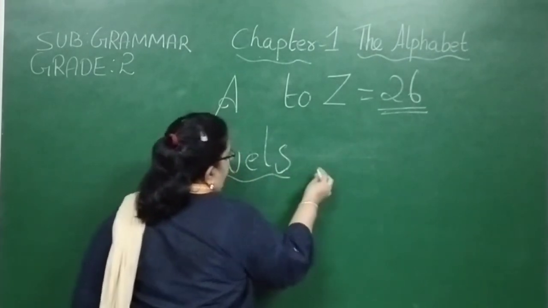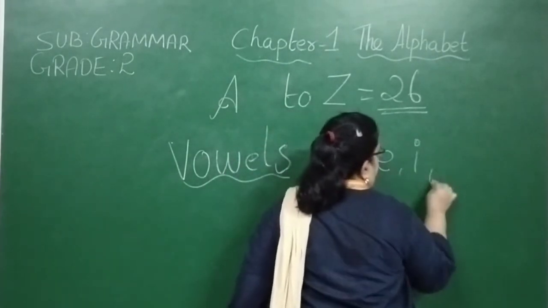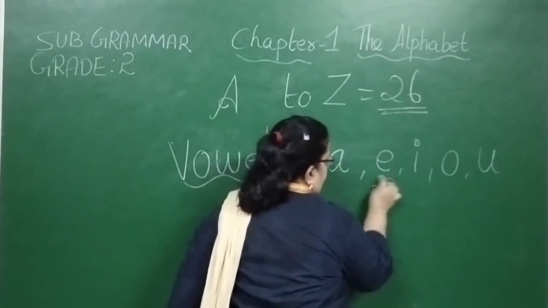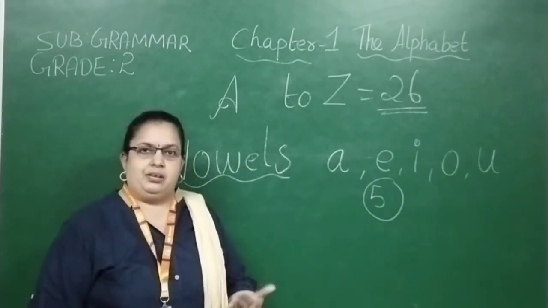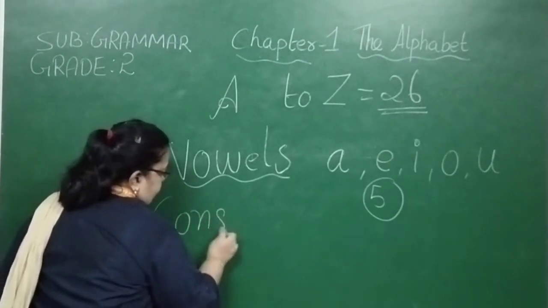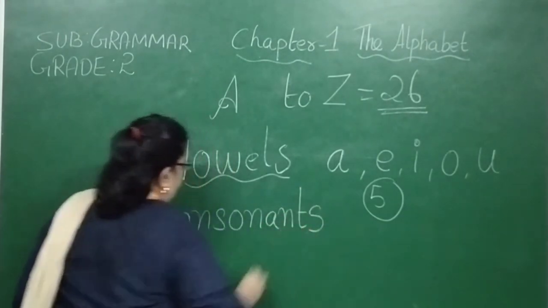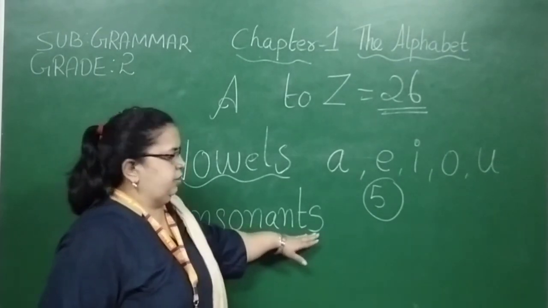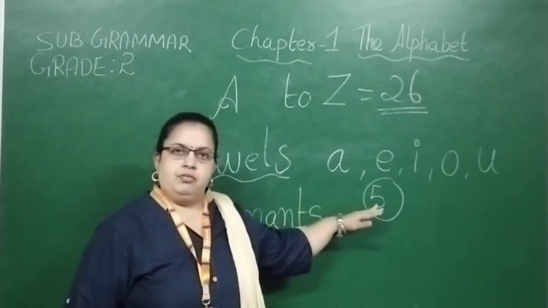V-O-W-E-L-S. How many vowels are there? 5. A, E, I, O, and U. These 5 are the vowels in these alphabets. So what about the rest? The rest letters are the consonants. Okay? C-O-N-S-O-N-A-N-T-S. The rest are the consonants. Okay, and vowels there are 5.